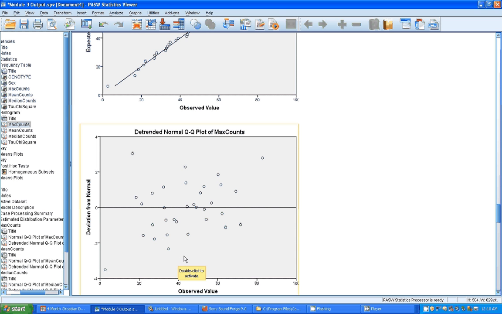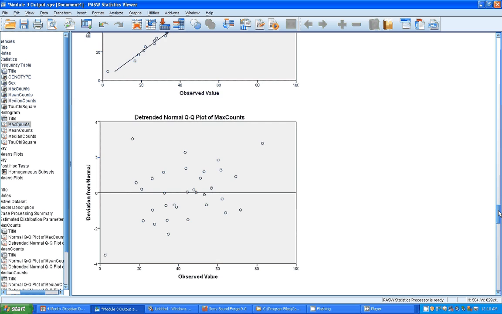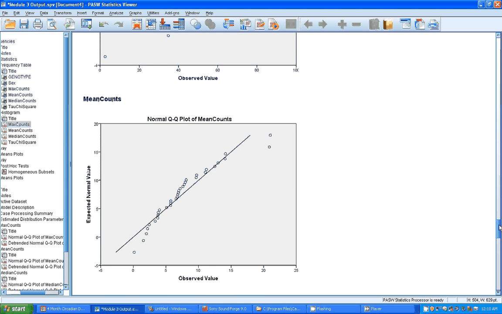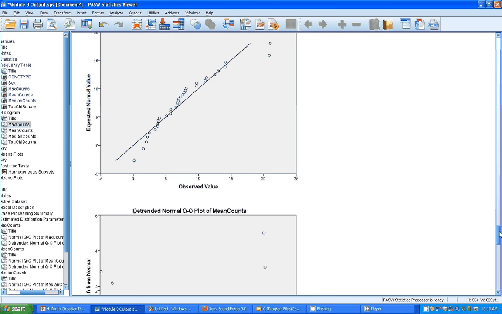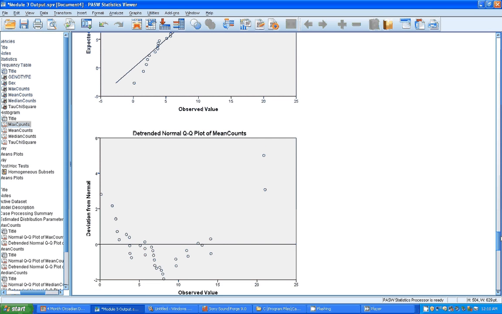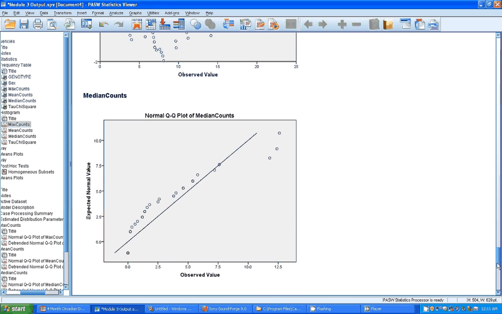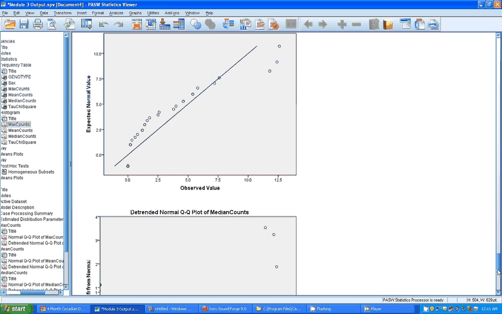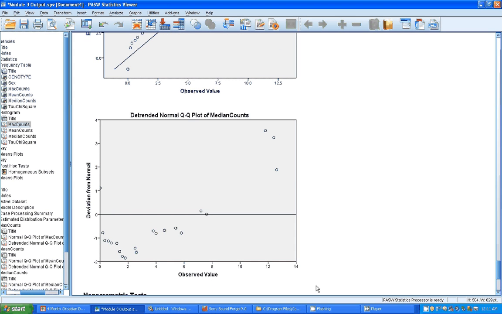And so you can see that my mean counts variable is starting to deviate a little bit more from normality. And then when we start to look at the detrended QQ plot, you can actually see that there is something here, that there just seems to be almost some kind of curve relationship. And as I move on to my final variable, median counts, the deviations from normality are probably the worst right there, which is not something that I honestly would have expected had I not done this. And you can actually see that there is some kind of linear relationship right there.